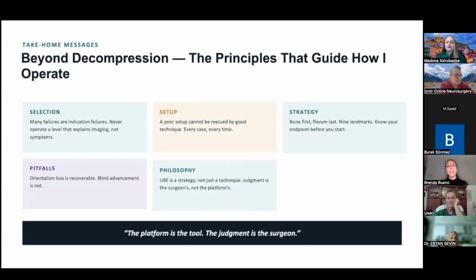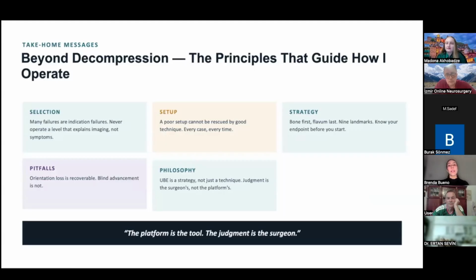So finally, some messages that I want to share with you: never operate if you're not sure of the indication. Select your patients carefully, specifically in the first cases. Don't try to do complicated cases, because then you will abandon this technique. So you start with discectomy or simple decompression, ipsilateral or unilateral, and be humble to recognize your abilities.